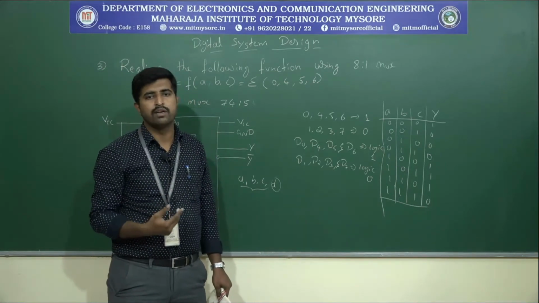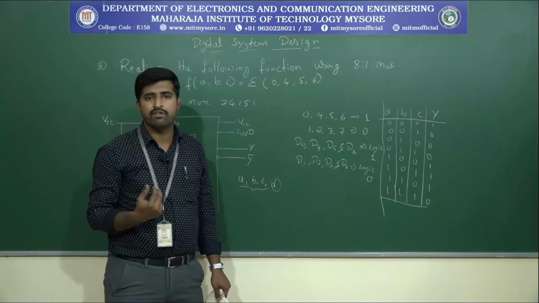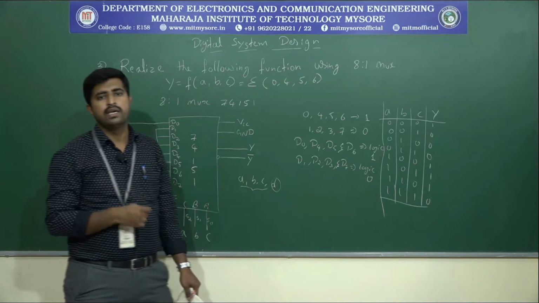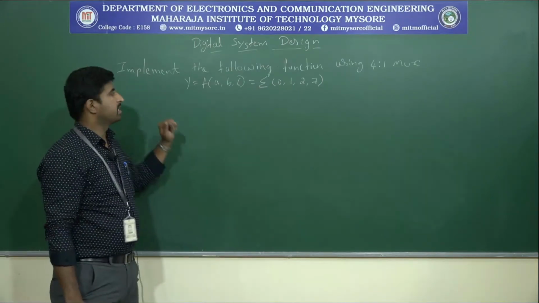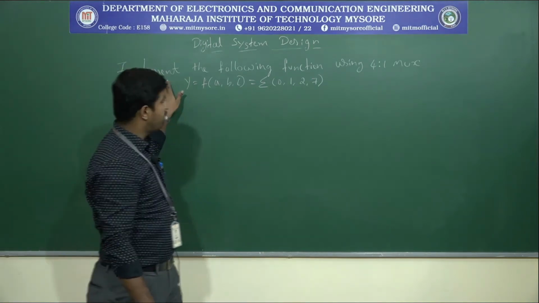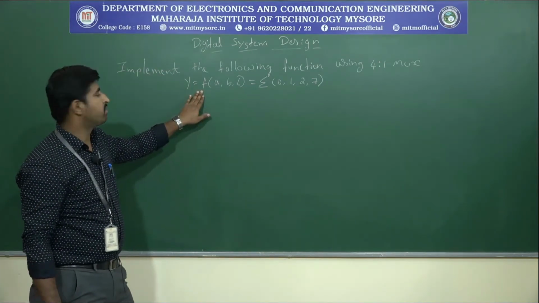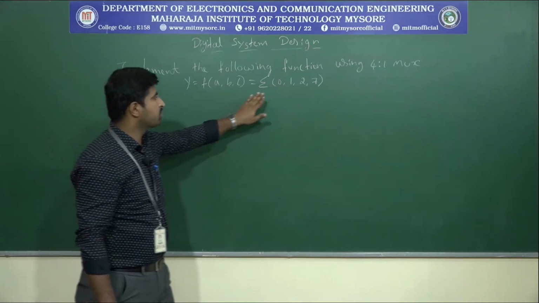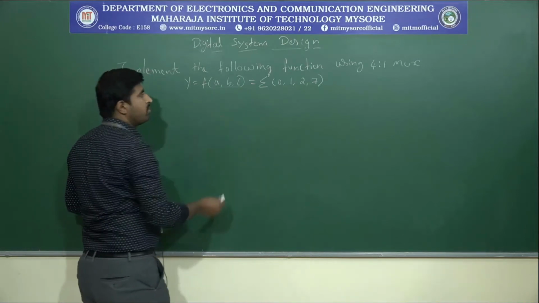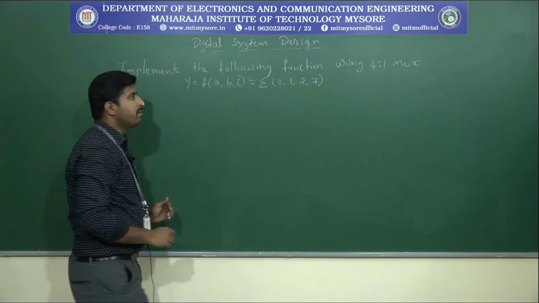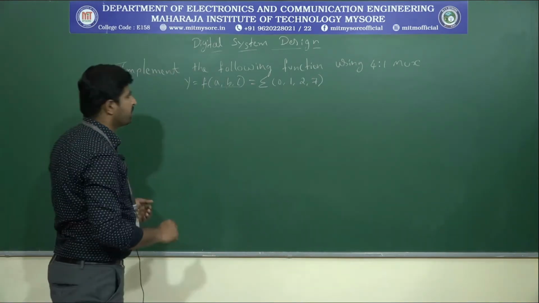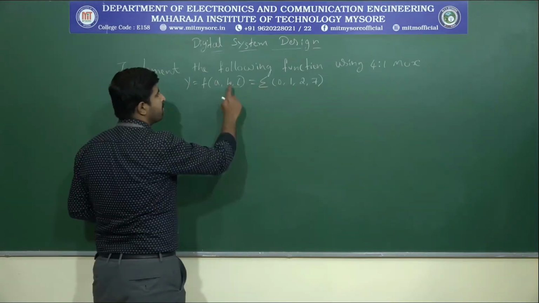So let's take an example of implementing a 3 variable function in a 4:1 mux, and then a 4 variable function using an 8:1 mux. The next problem is to implement the following function using a 4:1 mux, and the given function is a 3 variable function: F of A, B, C equals summation of 0, 1, 2, 7. We know that a 2 variable function can be easily implemented by using the 4:1 mux, and we already solved one problem in the last class. Now we have a 4:1 mux but a 3 variable function.